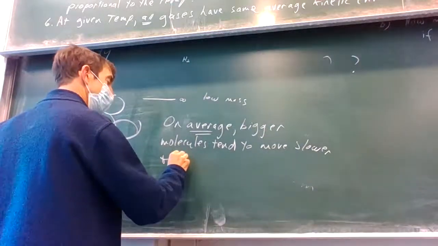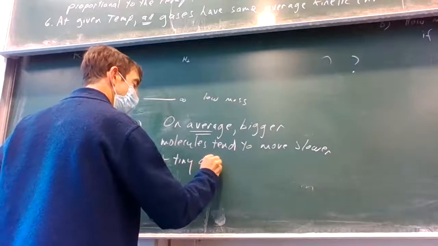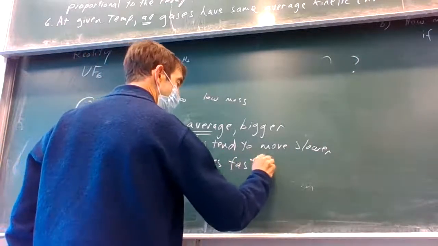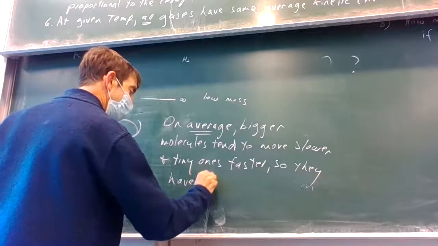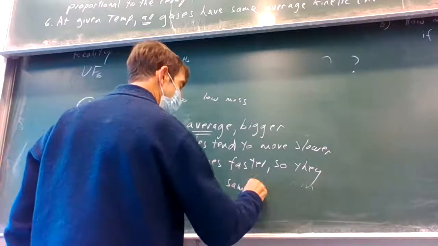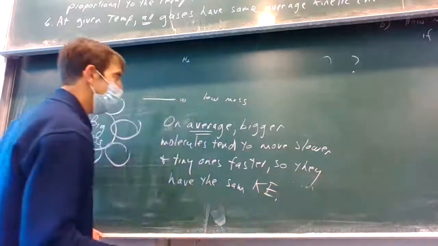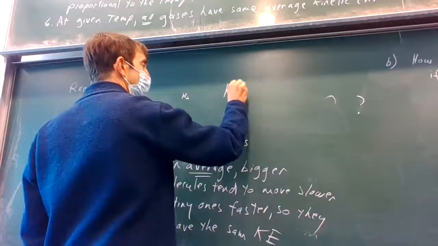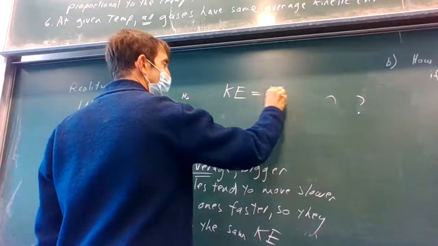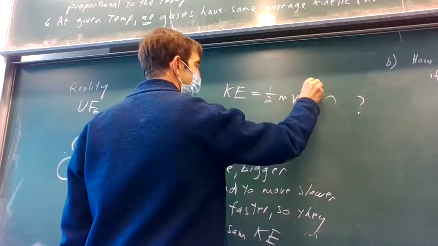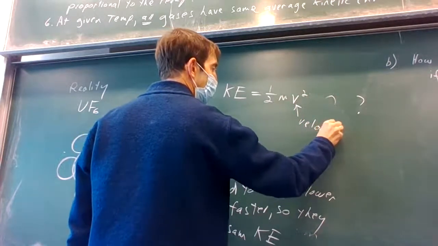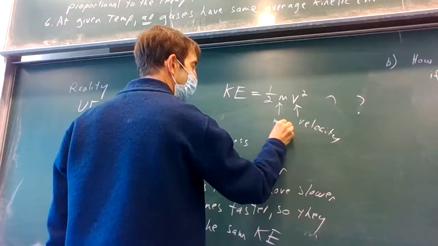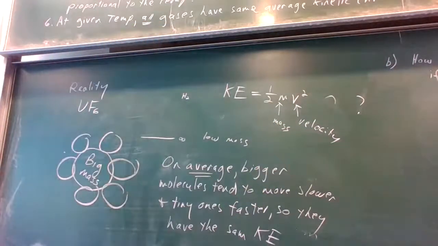And tiny ones faster, so they have the same KE, kinetic energy. Why? Because kinetic energy, if you recall, it's 1/2 mass times velocity squared, okay? So that's important, the velocity and mass. They used to have you do calculations with that. They don't anymore. That equation's only just for your information.